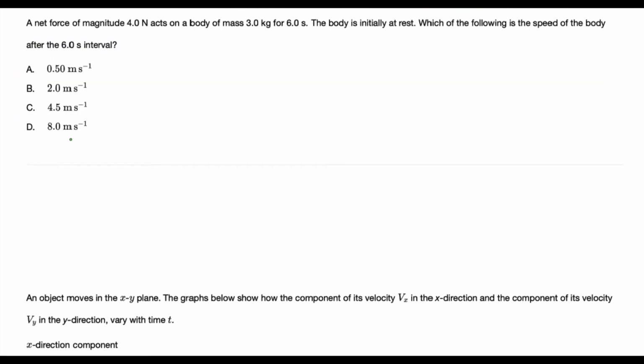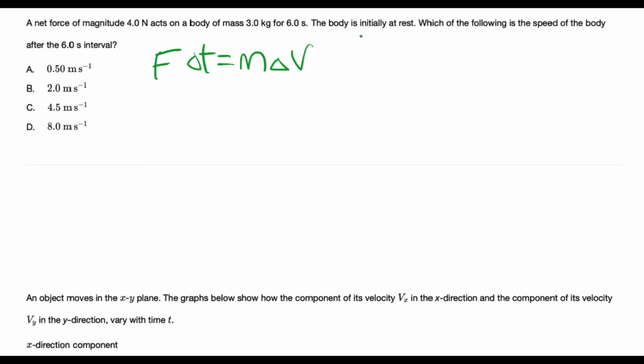A net force of magnitude 4.0 Newton acts on a body of 3.0 kilogram for 6 seconds. The body is initially at rest. Which of the following is the speed of the object after the 6.0 second interval? So this one is asking you to find the final velocity. So impulse is equal to change in momentum, and impulse is equal to net force times delta t, which is equal to m times change in velocity, right?